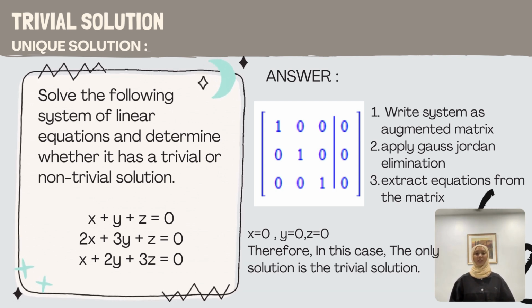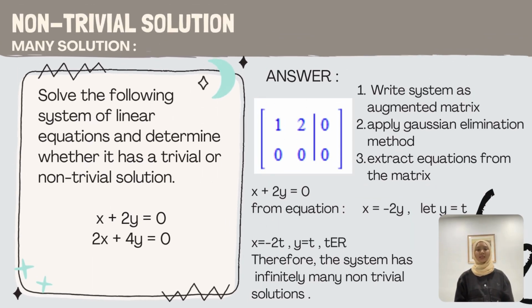First, write the system as an augmented matrix. Second, apply Gauss-Jordan elimination to simplify the matrix. Third, extract the equations from the resulting matrix. After performing Gauss-Jordan elimination, we get the following matrix as shown in the answer part. This tells us that x equals 0, y equals 0, and z equals 0. Therefore, in this case, the only solution is the trivial solution, where all variables are 0. There are no non-trivial solutions for this system.